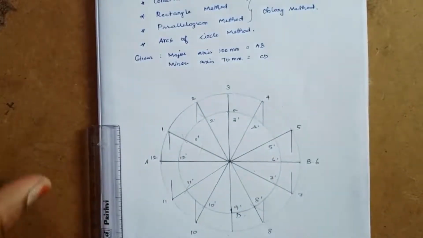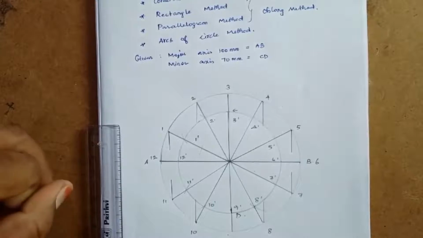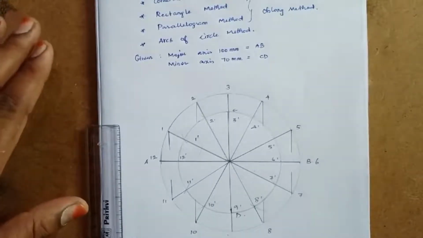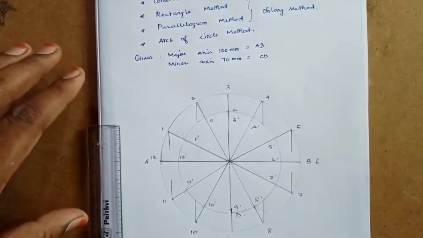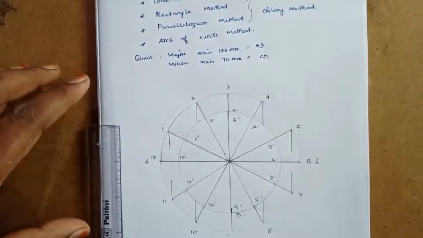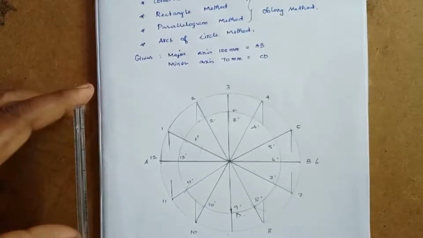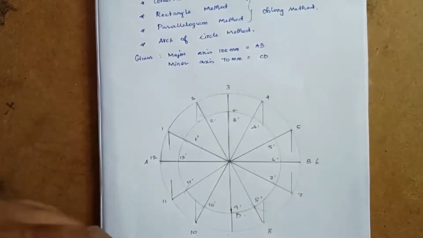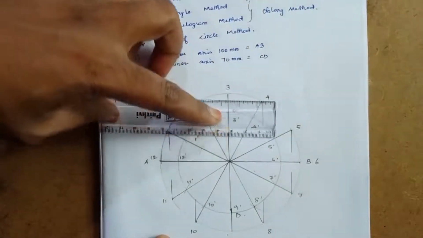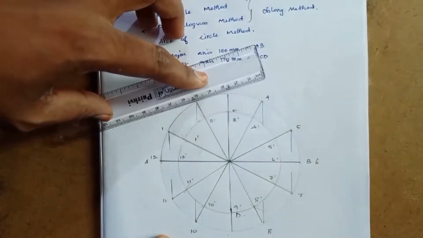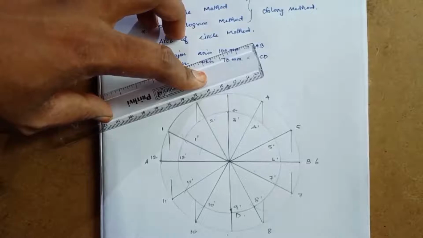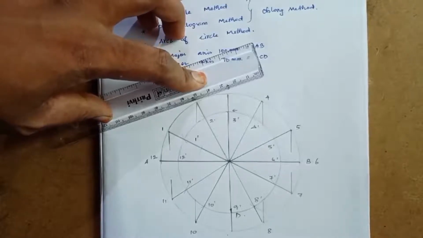So we have the points 1 dash, 2 dash, 3 dash, 4 dash, 5 dash, 6 dash up to 12 dash at the inner circle. Earlier we had drawn the vertical lines at the intersecting points on the outer circle, 1, 2, 3, 4 up to 12. Now, whereas you drew vertical lines for the outer circle, you have to draw the horizontal lines for the inner circle.